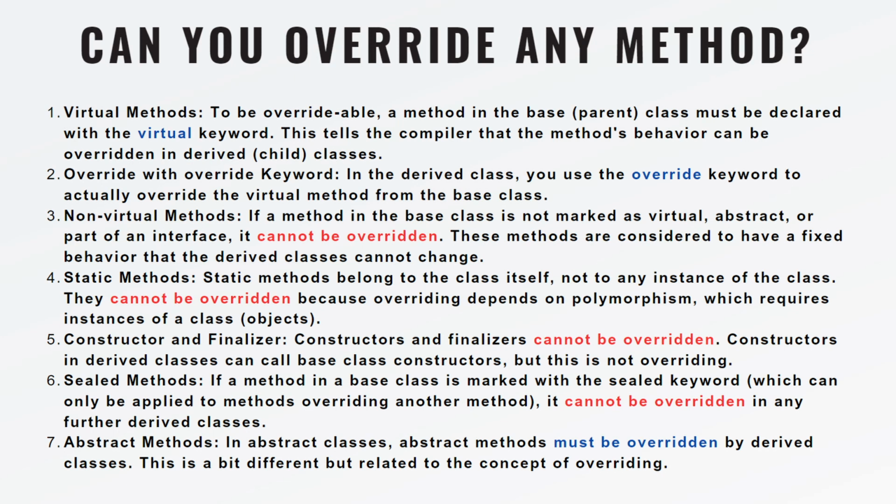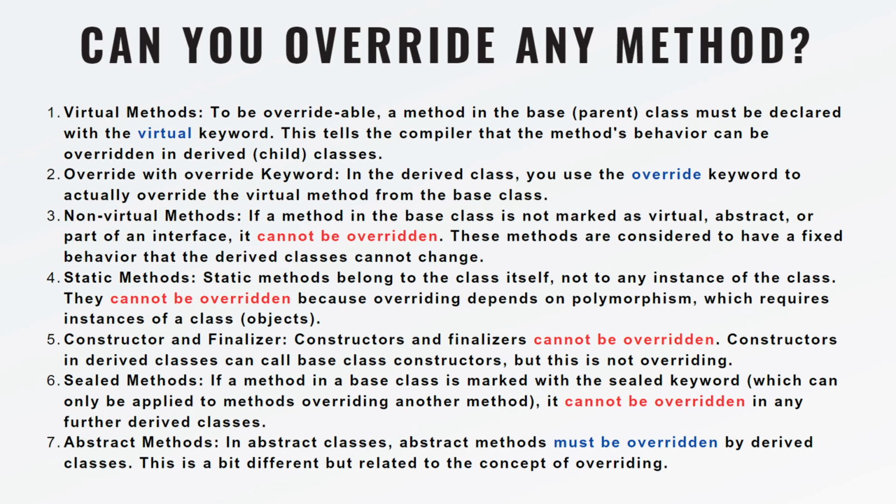But to sum it up, to make a method overrideable, you need to declare it with the virtual keyword, and when you override the method in the child class, you need to use the override keyword. Non-virtual methods cannot be overridden, meaning if a method in the base class is not marked as virtual, abstract, or part of an interface, it cannot be overridden.